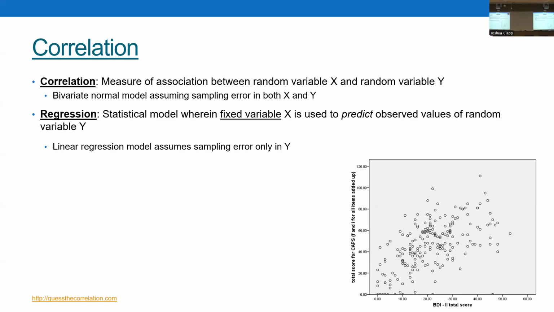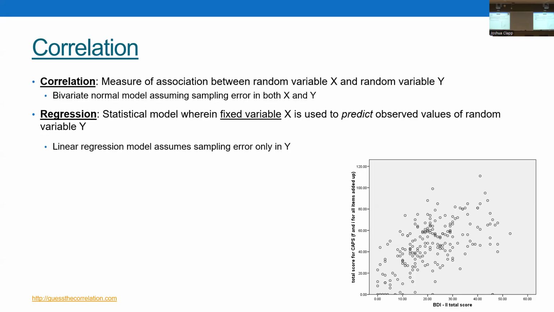But there are some important differences in terms of the underlying assumptions of these analyses that we probably need to be aware of. If I'm looking at a correlation, I'm looking at a measure of association between a random variable X and a random variable Y.